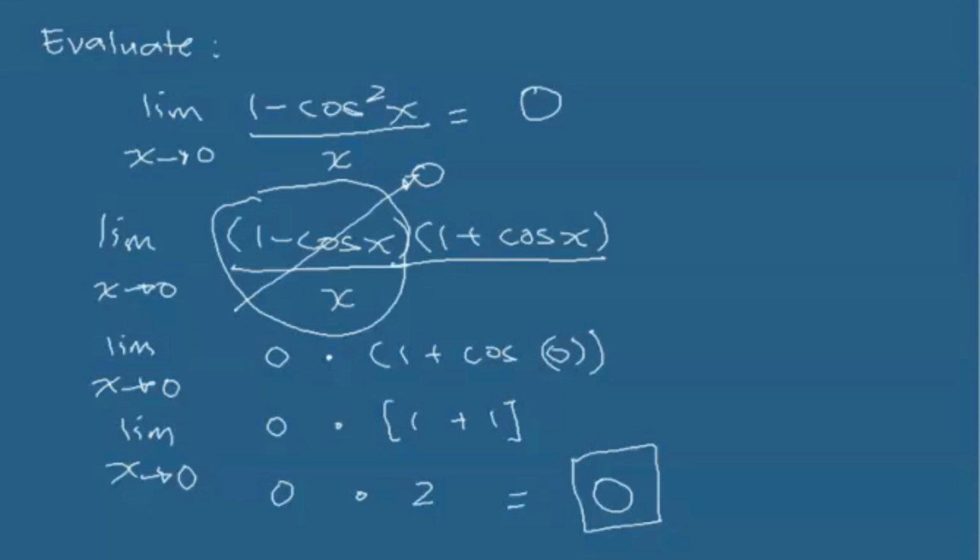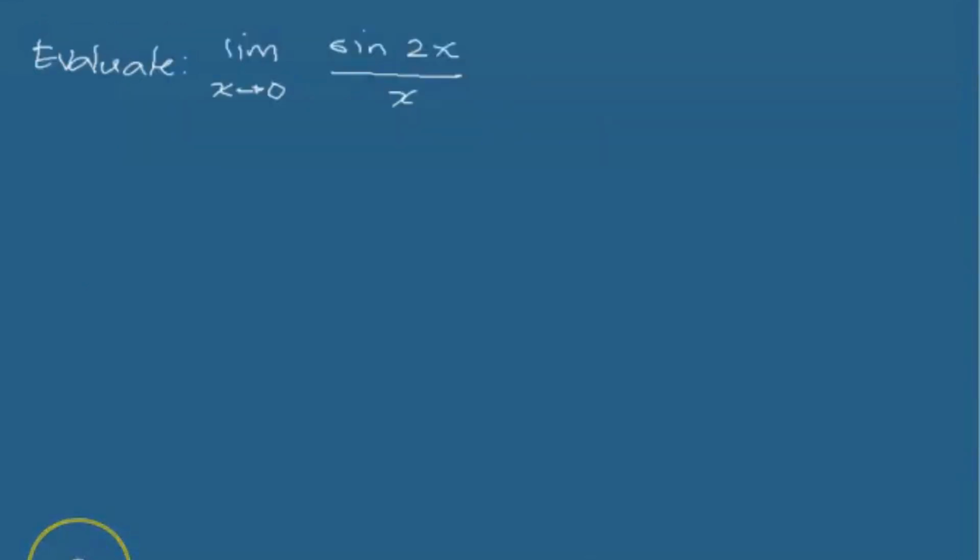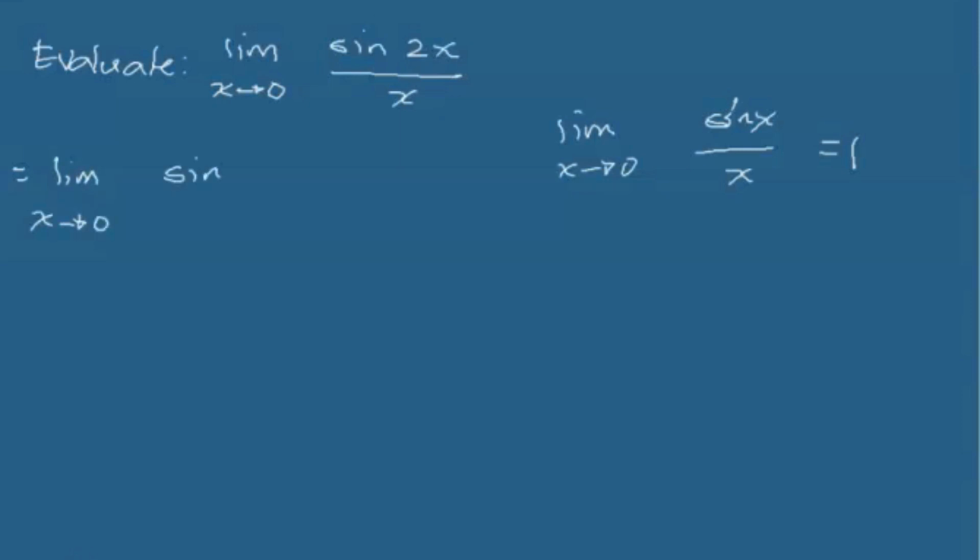Okay, let's have some more examples. Next, evaluate the limit of sine 2x over x as x approaches 0. When we look at the problem, it's similar to our special trig limit of sine x over x, which is equal to 1. But the problem is we have 2x instead of just x. So we can manipulate this by multiplying the numerator and our denominator by 2 over 2.